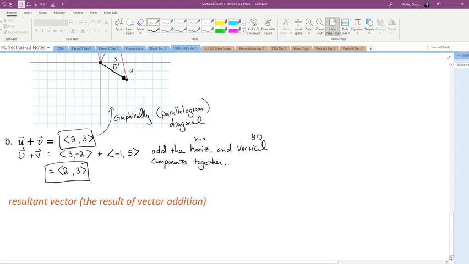Okay, so that is our introduction to vectors. And we'll do a little bit more with them in the next lesson.